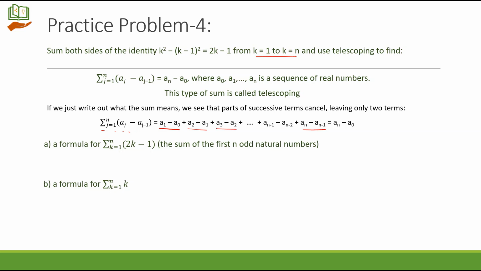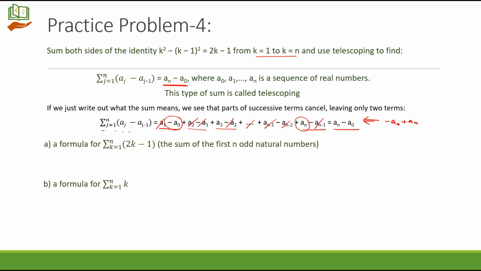But just find a1 and minus a1 will get cancelled. Then you have a2 and minus a2 that will get cancelled. Similarly, an minus 1 and minus of an minus 1 will also get cancelled. This one will get cancelled somewhere here. What is alone not cancelled? Minus a naught and plus an is not cancelled. So this is minus a naught plus an, which is rearranged as an minus a0. So this sum is called telescoping.